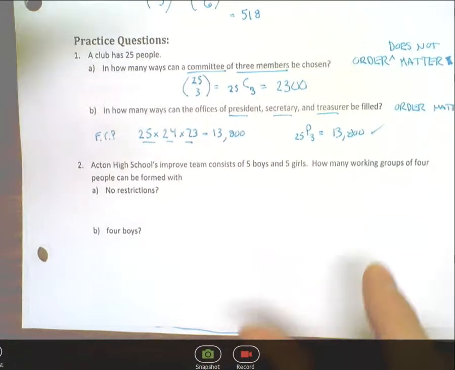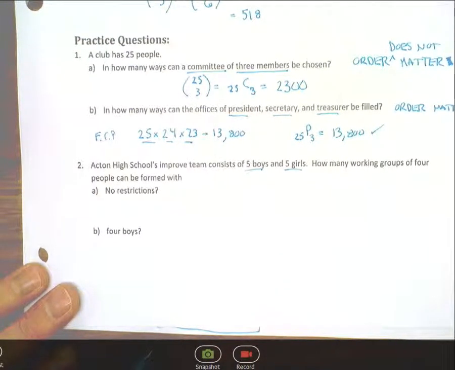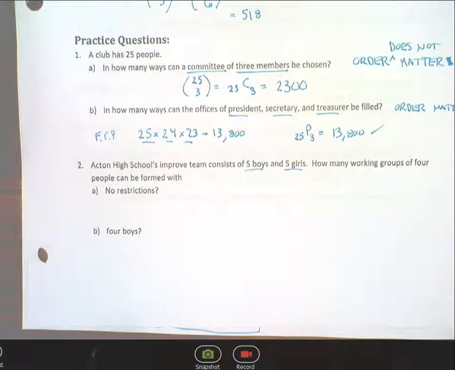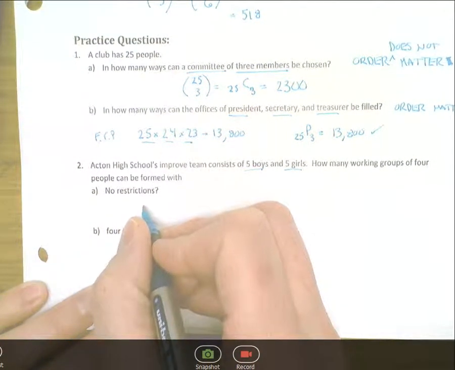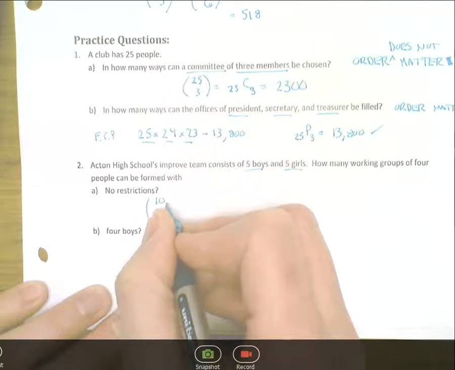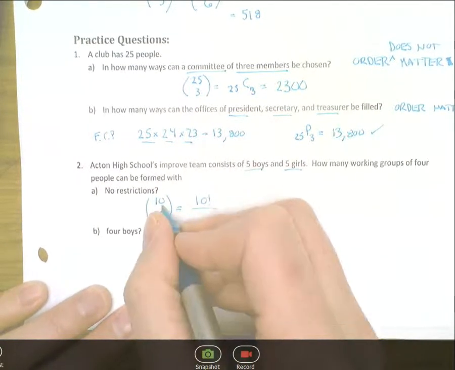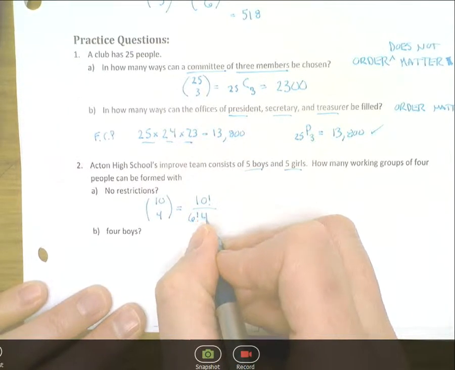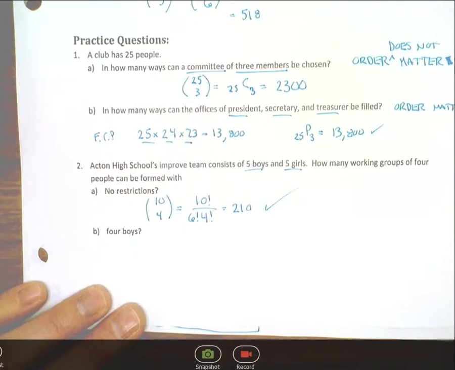Let's say that Acton High School's improv team consists of 5 boys and 5 girls. How many working groups of 4 people can be formed with no restrictions? All right, so we're just picking groups. There are no restrictions whatsoever. So in this case, there are 10 people in total, and we just have to pick 4 of them, but I don't care about the order that I'm picking them in. So that's 10 factorial over 10 minus 4, which is 6 factorial, times 4 factorial. Or just use the calculator, and you get 210.